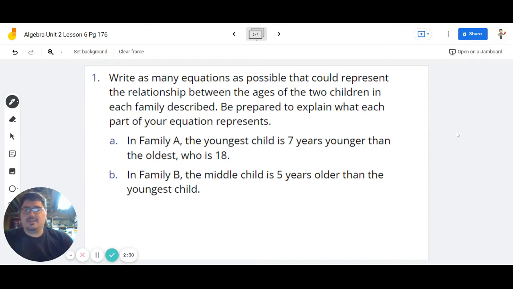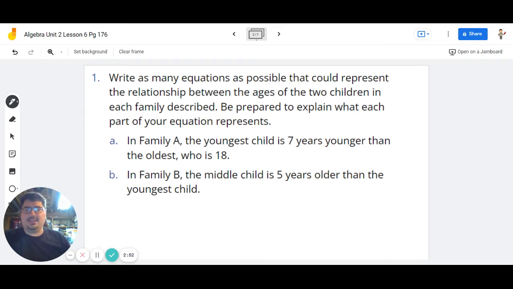The next problem set asks us to write as many equations as possible that could represent the relationships between two children in the family that's described. We're not going to list every single one, but I do want to give you at least one example here. So I'll give you a model. Maybe on your own time, if you'd like to do your own, that's okay.